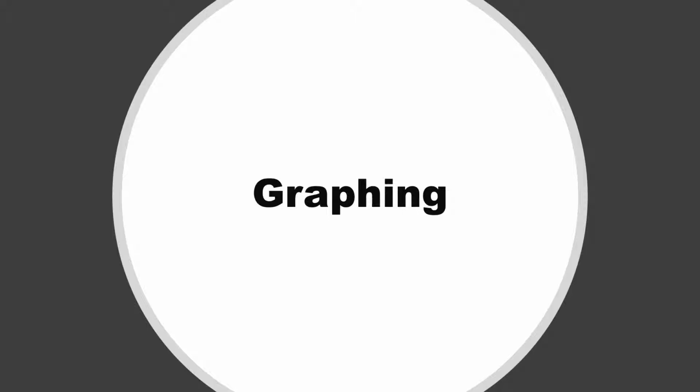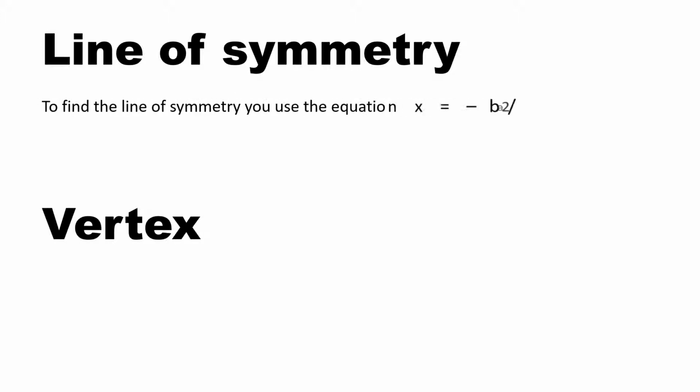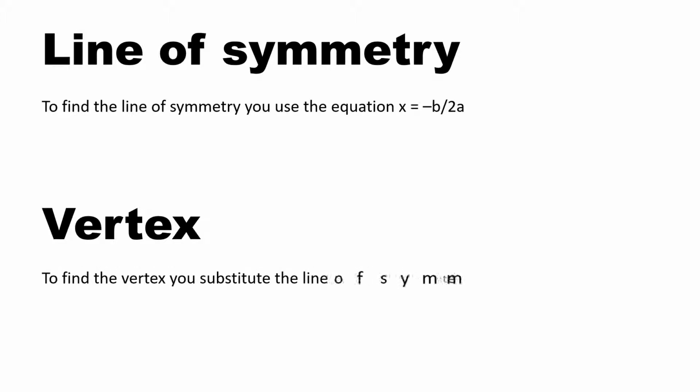Starting with graphing. When you are using the graphing method, you are basically making a function table. To make a good function table, you have to get both the line of symmetry and the vertex. To get the line of symmetry, you use the equation x equals negative b over 2a. And to find the vertex, you just substitute the line of symmetry for the x in the original equation.